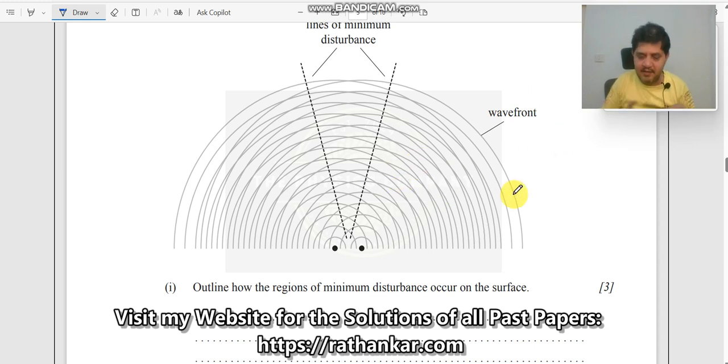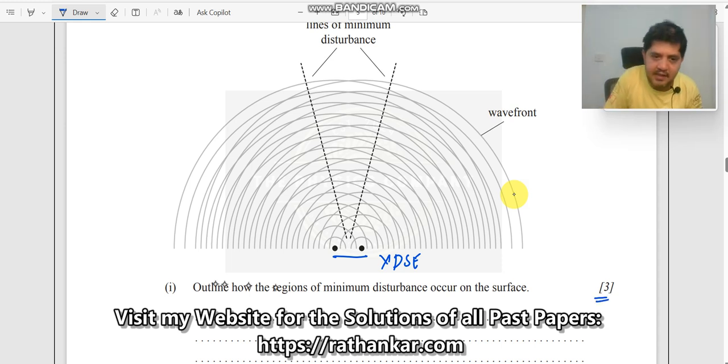This is nothing but a case of the YDSE experiment. What is the YDSE experiment? Young's double slit experiment, right? You had two slits and waves passing through them. In a similar way, here two waves are created synchronously. Now outline how the regions of minimum disturbance occur on the surface. When do you get a minimum disturbance? This is for 3 marks.